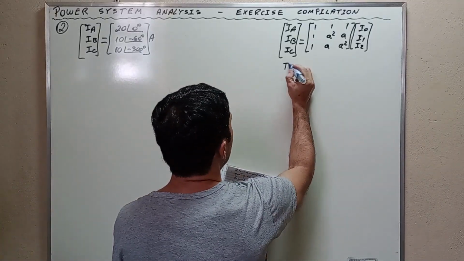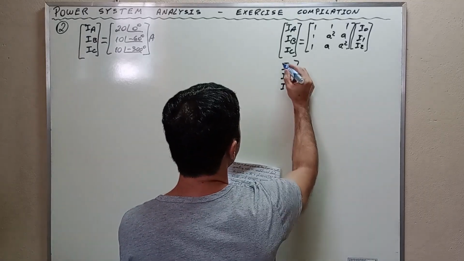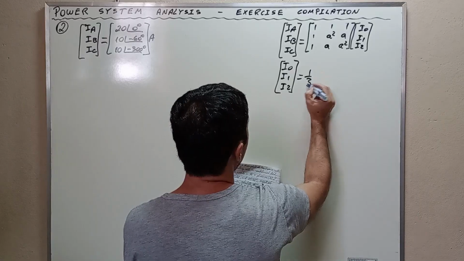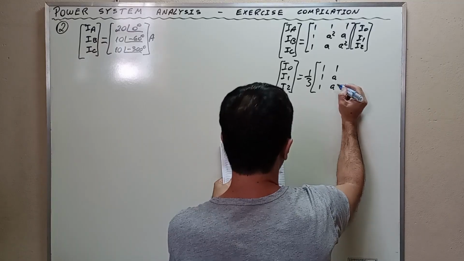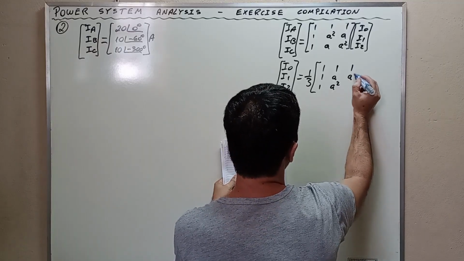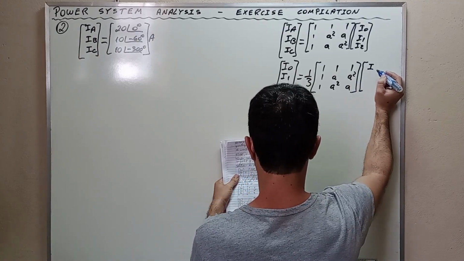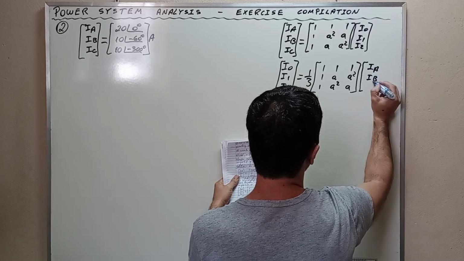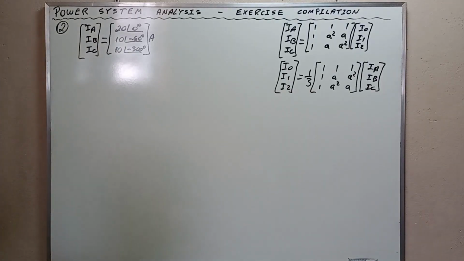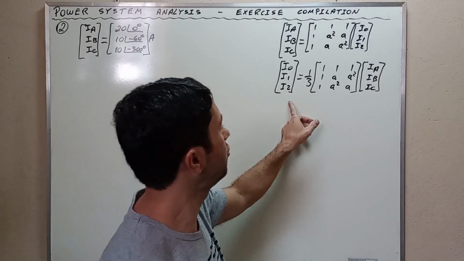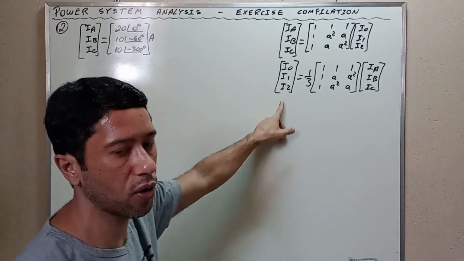We're going to use that I0, I1 and I2 will be equal to a third of the matrix 1 1 1, 1 A A squared, 1 A squared A, times IA, IB and IC. Okay? And in this way, if we already have the currents along the cables, we can calculate their symmetrical components.